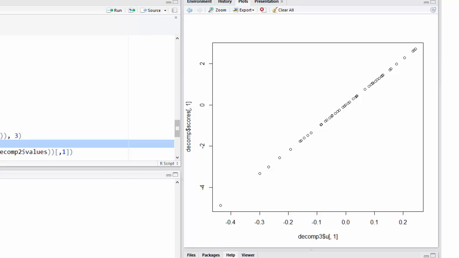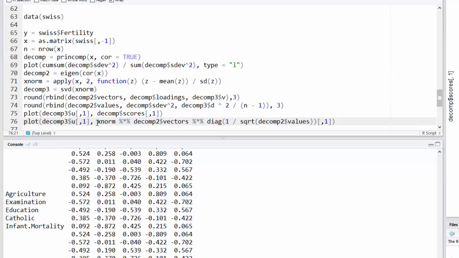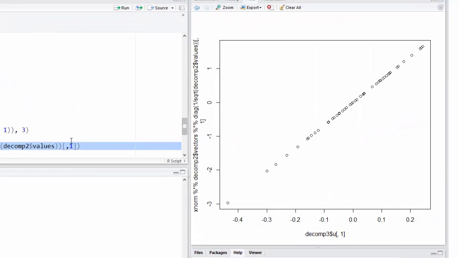The other thing is we could manually calculate the U matrix from the eigenvalue decomposition of the correlation matrix. So we need to take the normalized x matrix, multiply it times the eigenvectors from that decomposition, and then multiply it times 1 over the square root of the eigenvalues. And there again we see that they just agree if you look at the plot.